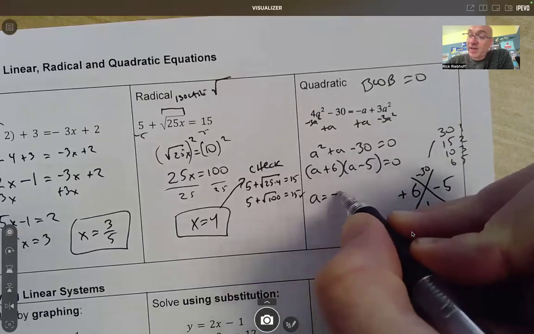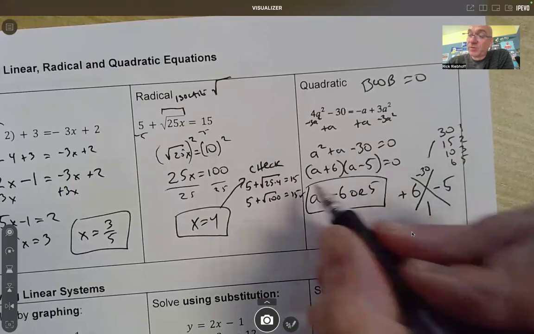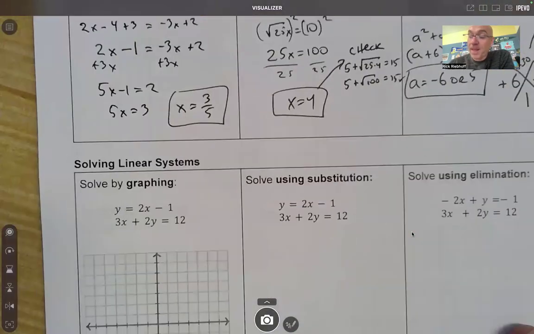So a is equal to negative 6 or positive 5. What makes this 0? What makes this 0? Those are my two answers. Cool, cool. All right, here we go.